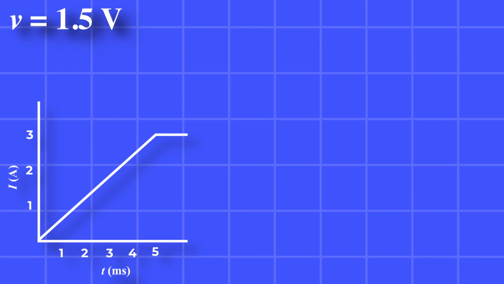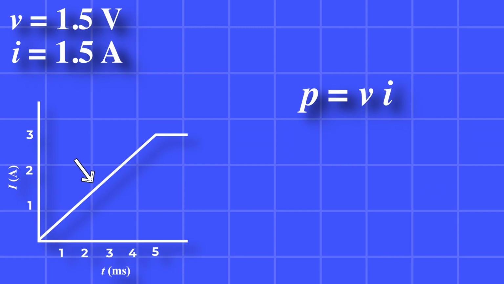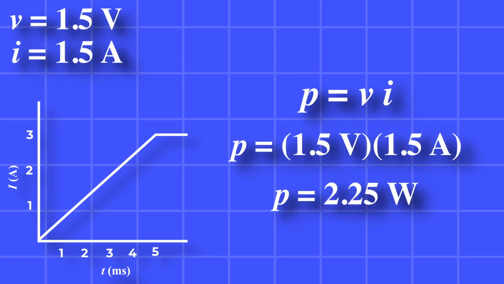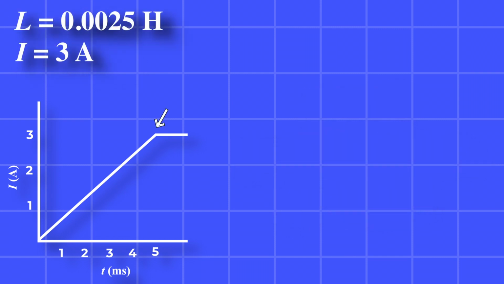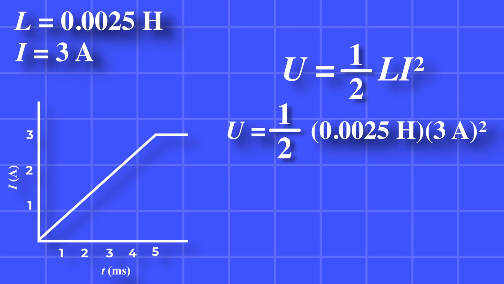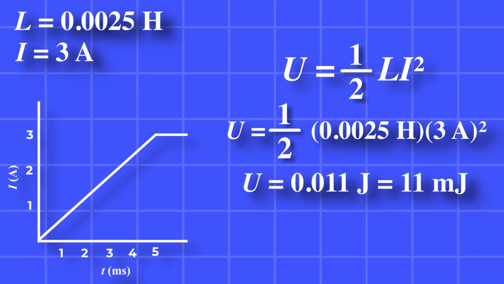What about power and the final stored energy? With about 1.5 volts, power equals V times I and grows as current rises. At mid-ramp, with I about 1.5 amperes, power is about 2.25 watts. After the ramp, the energy stored in the inductor equals 1/2 LI². So 1/2 times 0.0025 henries times 3 squared, which is about 11 millijoules.